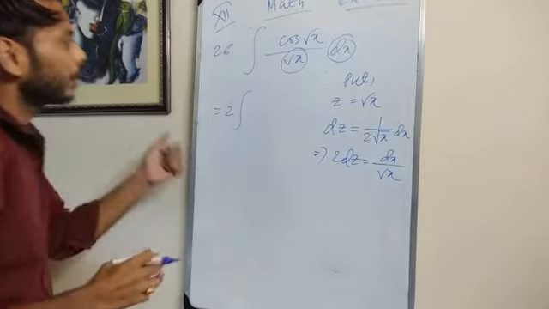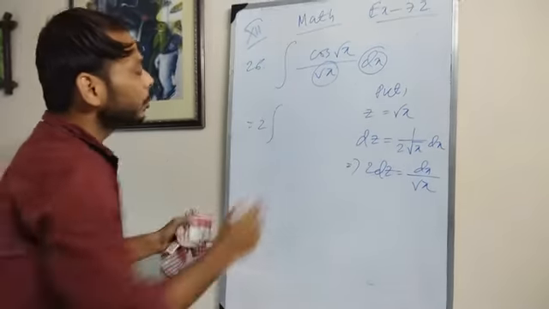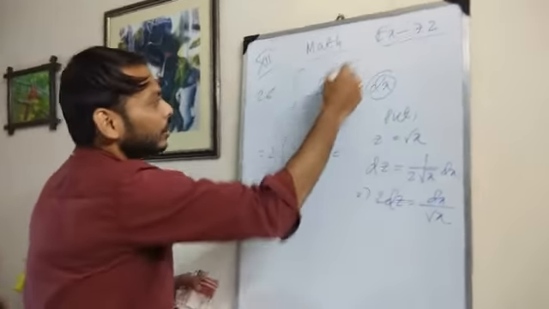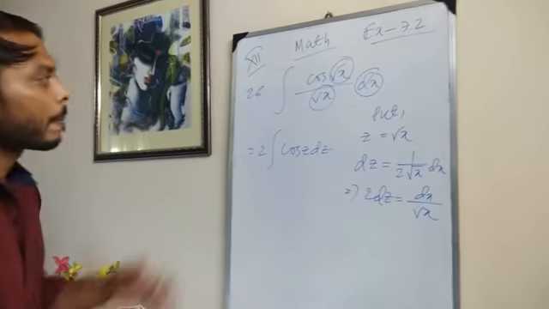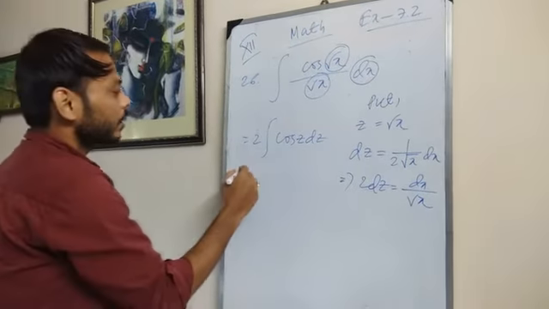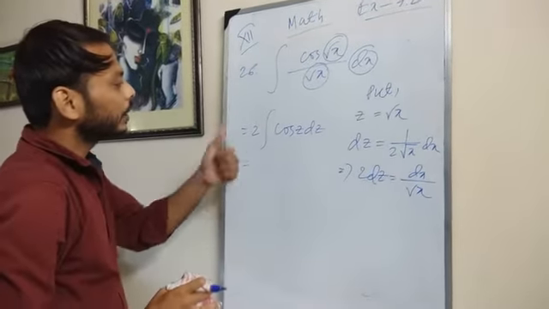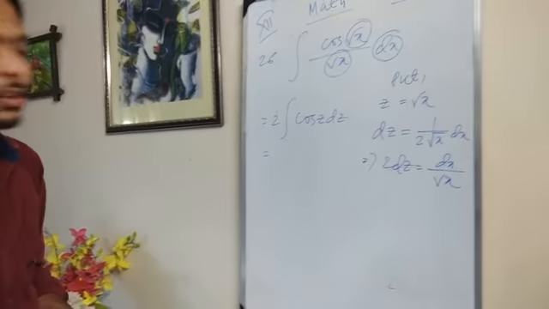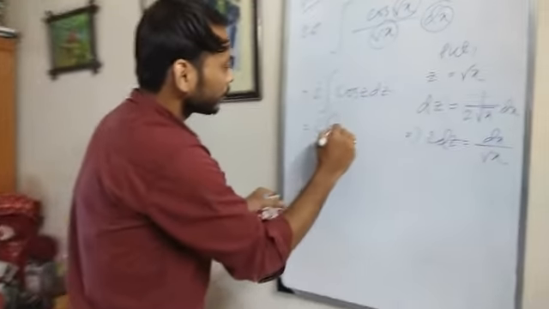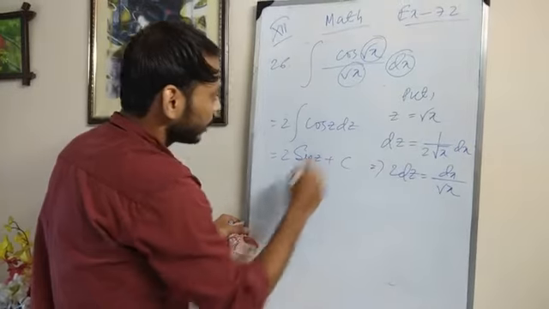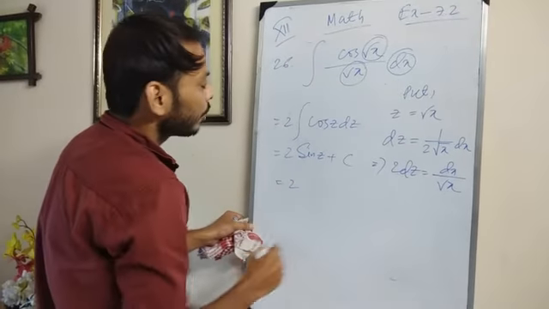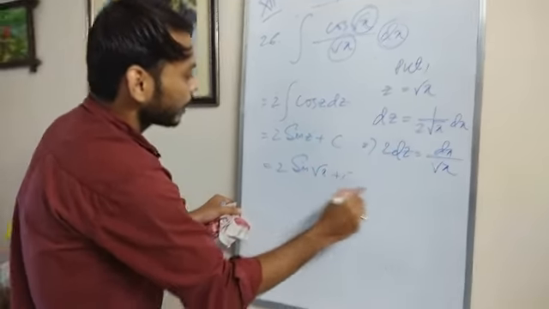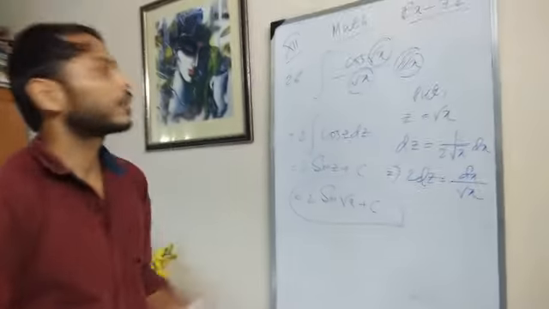So 2 is coming out from the integration sign, then 2 cos z dz, because root x means z here. We have taken here root x equals z, so that's it. 2 integration cos z dz. Now just do the integration. It will be 2 sin z plus c. Now put the value of z, 2 sin root x plus c. So this is our question number 26.